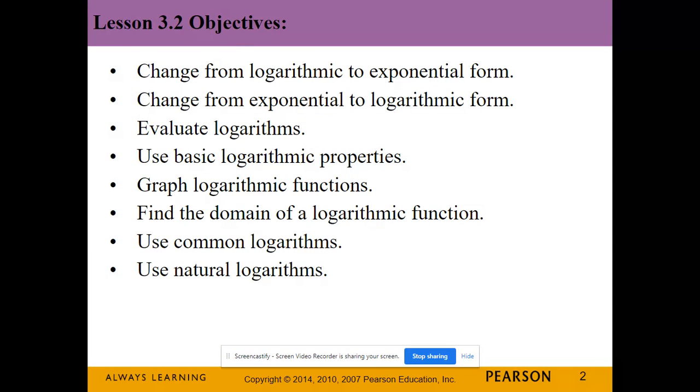A lot of objectives for this one. Let's see. We're up to eight objectives. So we're going to change from logarithmic to exponential form and then back. So there's a way to interchange between the two. We're going to evaluate logarithms, meaning you're going to get a number answer. We're going to talk about some properties. We're going to graph them. We're going to talk about domains of them, and then two special cases, the common and the natural logs. So a lot's going into this lesson.